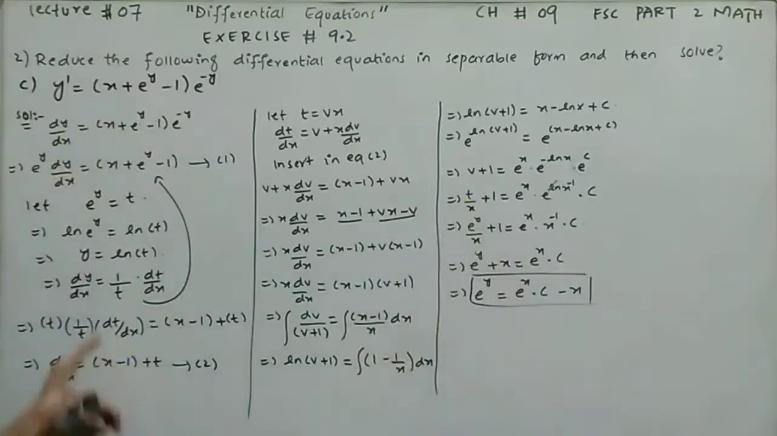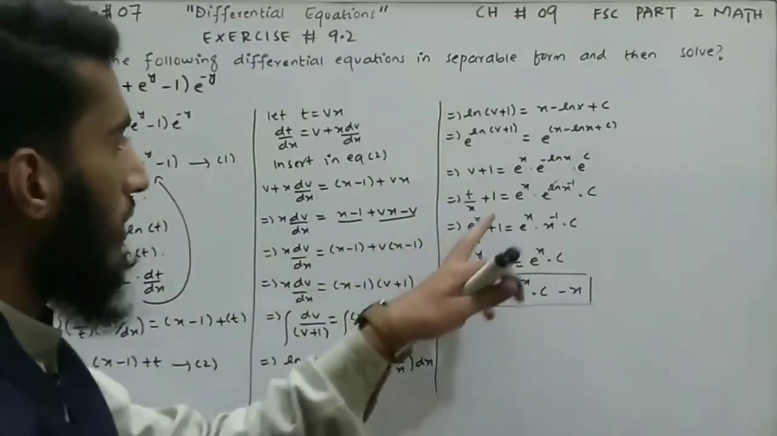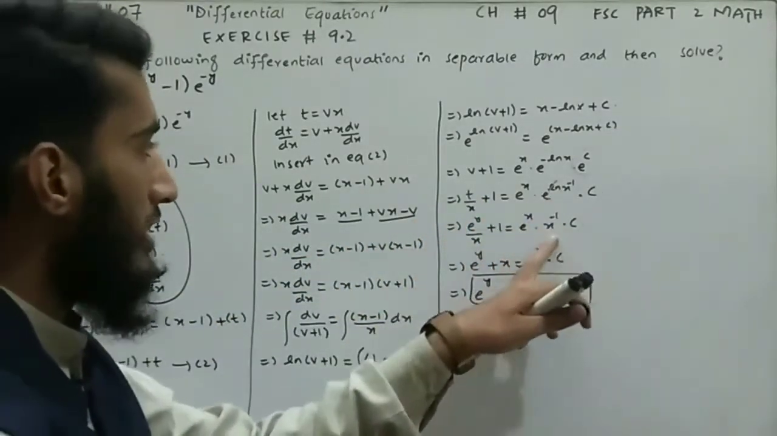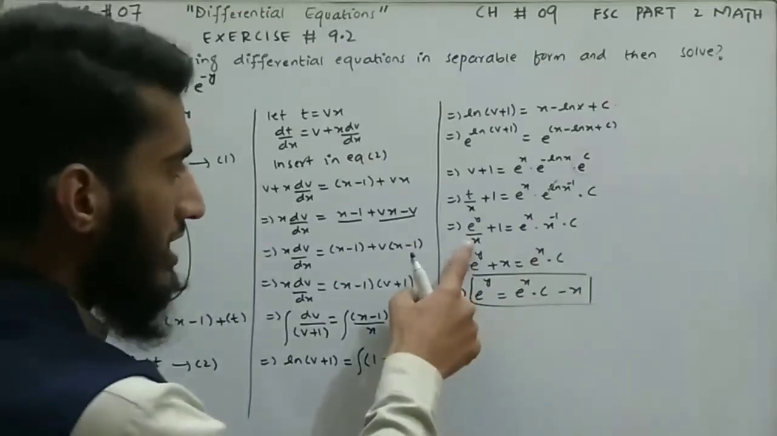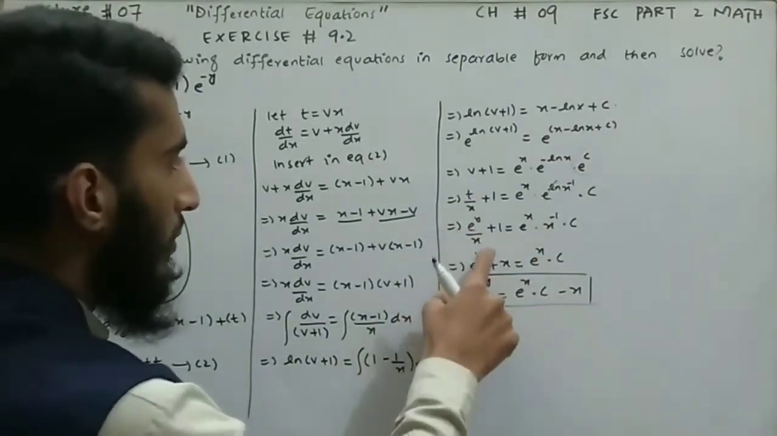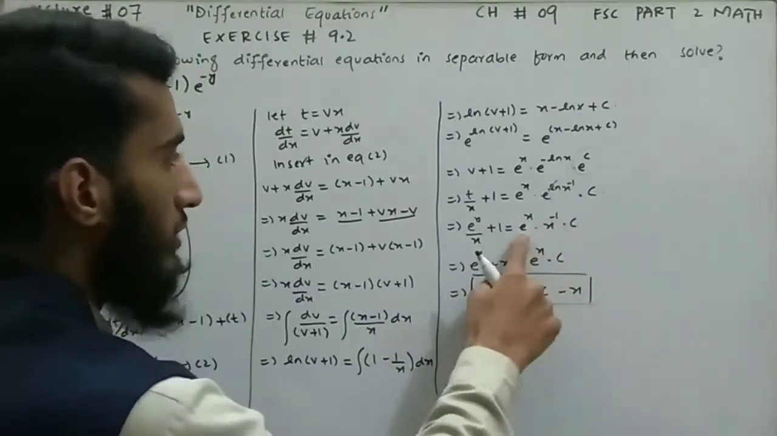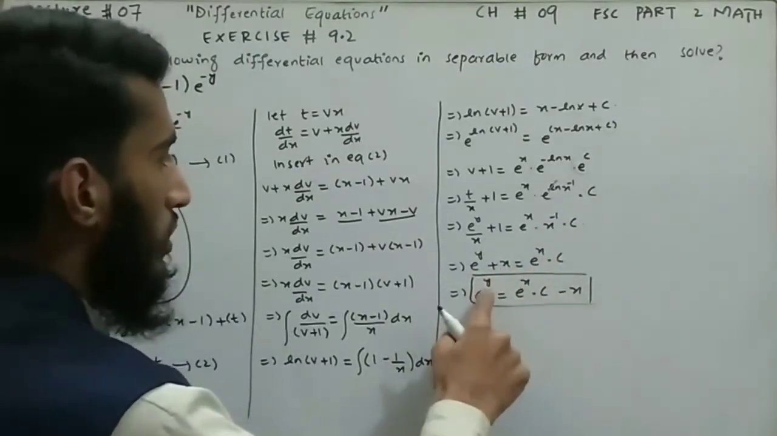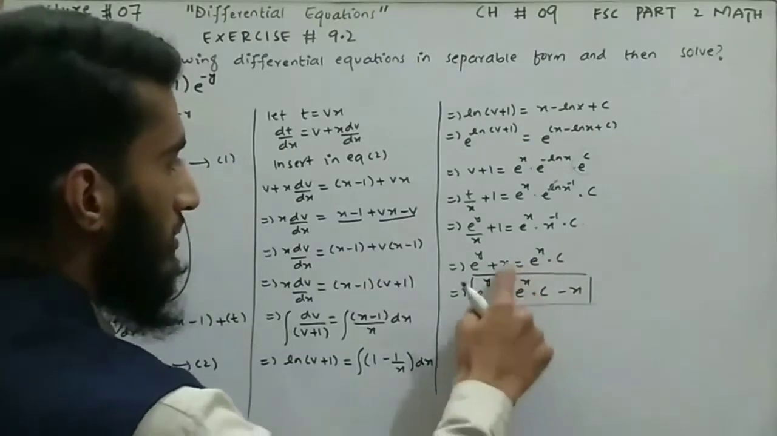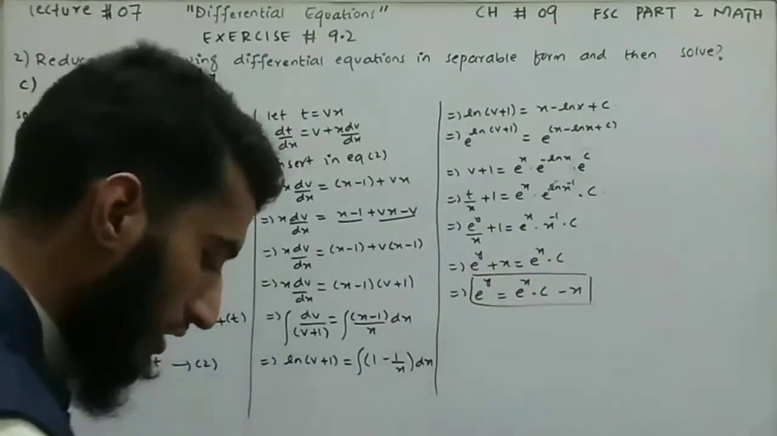T is actually e power y, so e power y over x plus 1 is e power negative x, over here x minus 1 and plus c. Remove this x by multiplying x to both sides, it becomes e power y, it becomes plus x, so over here x and x power negative 1 cancel out with each other, we are left with e power x into c. So e power y is actually e power x into c minus x. This is the required general solution.